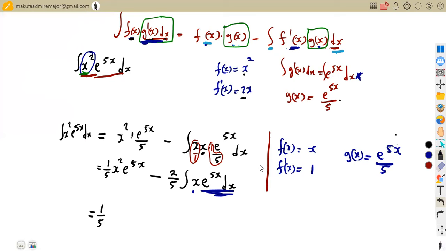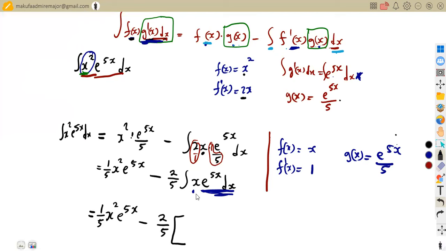We integrate this part aside, or we just substitute. So what is best for you is the one that you can apply. But here what I'm simply saying is that we can even substitute 1 over 5 x squared e to the exponent of 5x like this, minus 2 over 5. We now integrate this part.